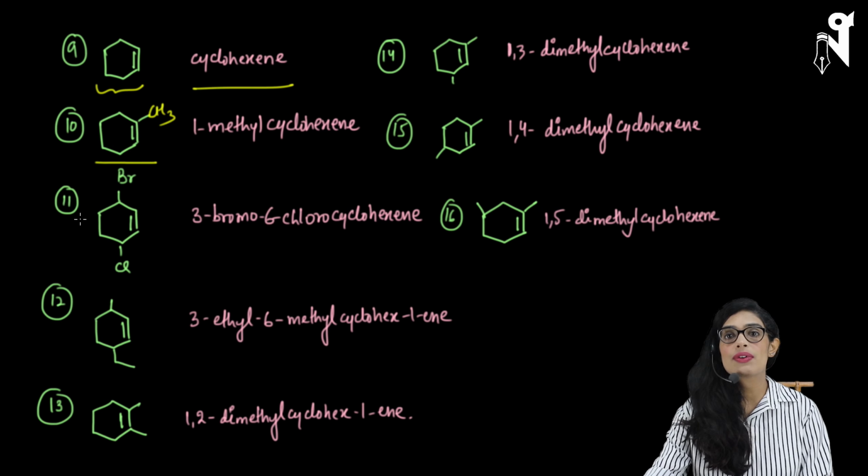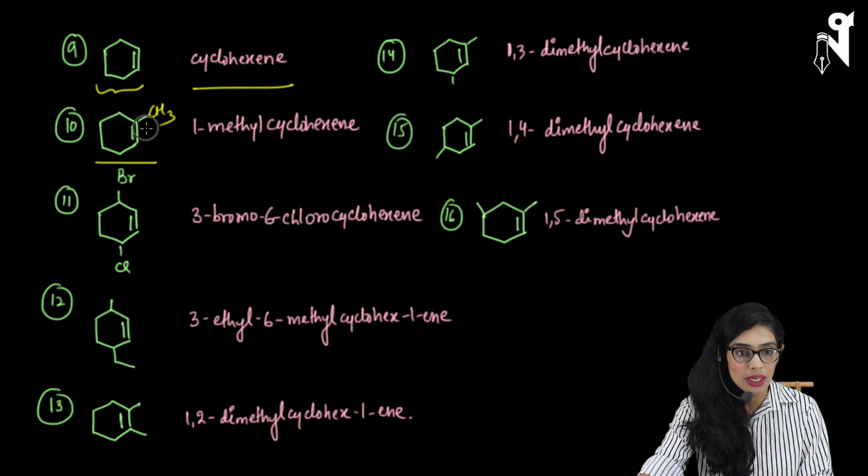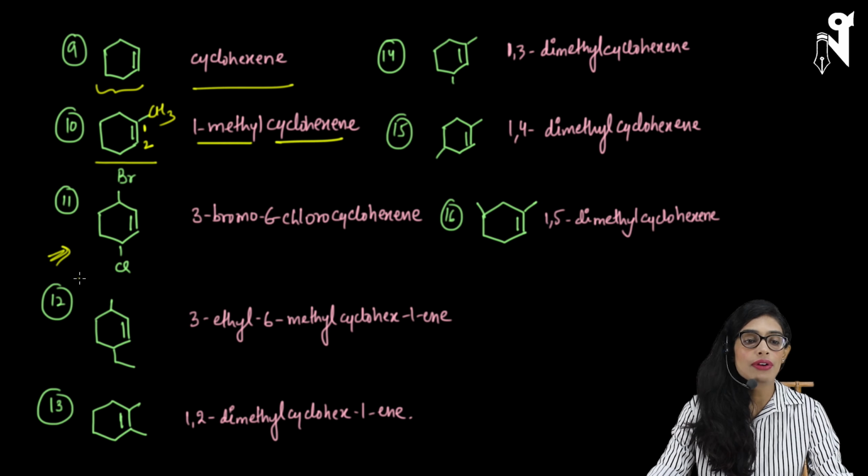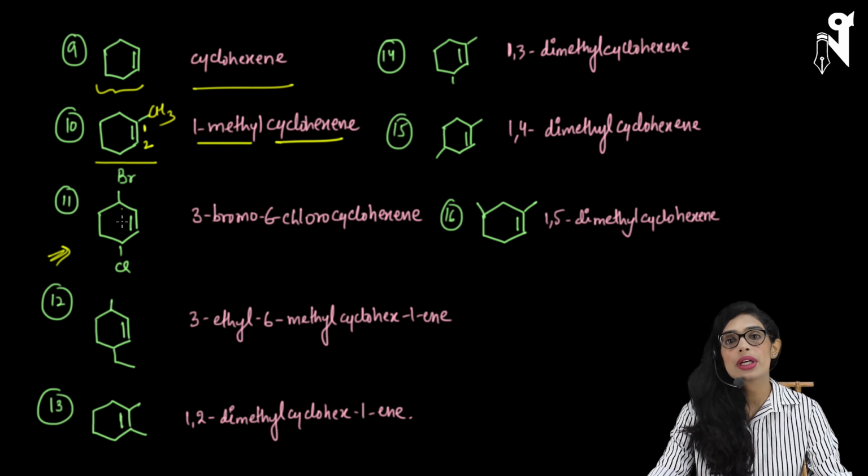As I mentioned, we will give the double bond positions 1 and 2. So I'll mark the positions as 1 and 2 over here. My CH3 got position 1, and hence the name is 1-methylcyclohexene. Next, look at this compound. What I have here is a six-membered ring with a double bond and bromine and chlorine attached to it. Six-membered ring with a double bond, obviously, is going to be my principal chain.